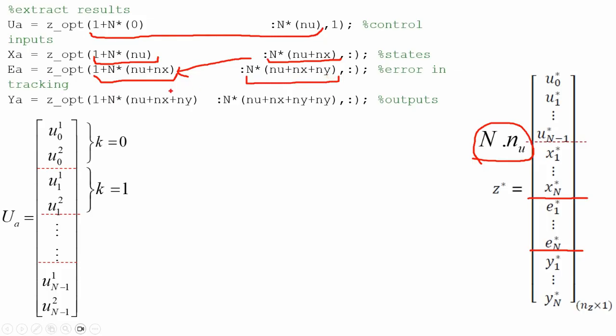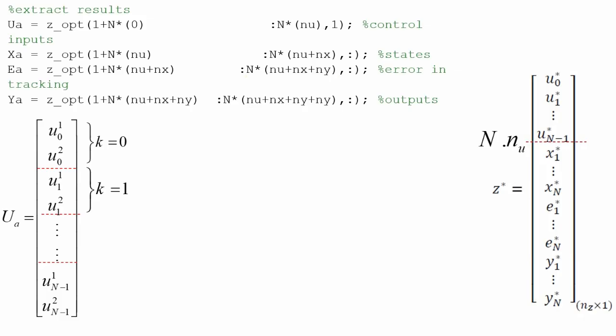And similarly, we also extract the last element, which is the y, or the outputs. Here we are simply using the colon operator of MATLAB. It's just to see the total number of rows that are in the U vector, the total number of rows for the x vector, and so on for the e, and so on for the y vector. So indexing is very important. Correct indexing should be used.